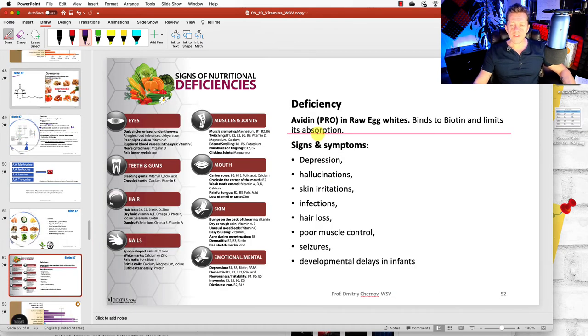So it is a very strange deficiency for this particular vitamin. Why a strange deficiency in the 21st century? Strange maybe 100 years ago, when people used to consume raw egg whites. You've probably seen in the movies, especially those people who were singers, right? Before they go on the stage, they were drinking raw egg whites. I've seen it in the movies like that.